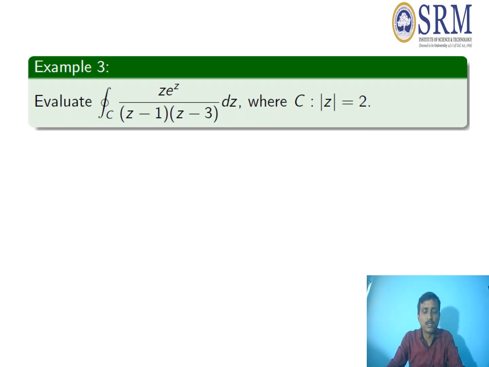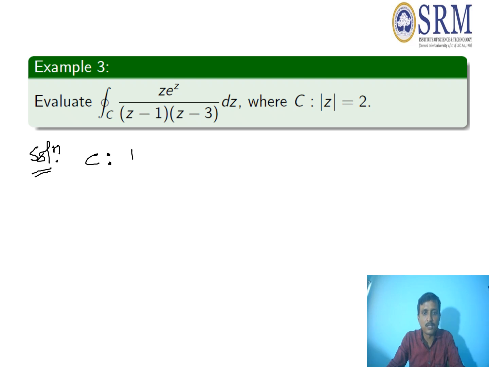Okay. Now very interestingly, look at this problem. The contour C is the same, and a little bit I have changed. So that's why that question is now in a very interesting form. This is the integration. Another factor I have added in the denominator. Okay, what about that C? C in the same form.